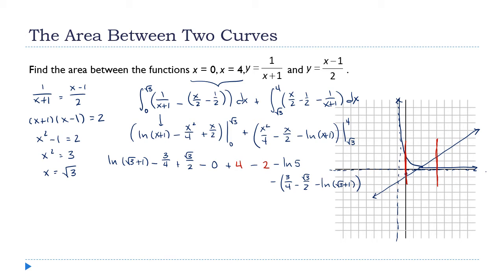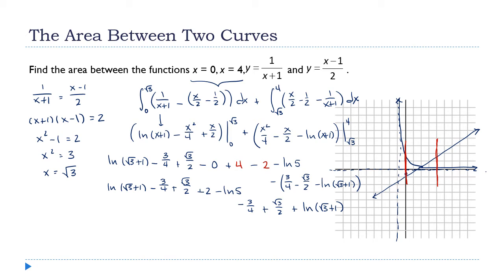I don't want to skip too many steps. You'll mess yourself up. So let's just go ahead and write it out. Log square root of 3 plus 1 minus 3/4 plus the square root of 3 over 2 plus 2 minus the log of 5 minus 3/4 plus the square root of 3 over 2 plus the log of the square root of 3 plus 1.